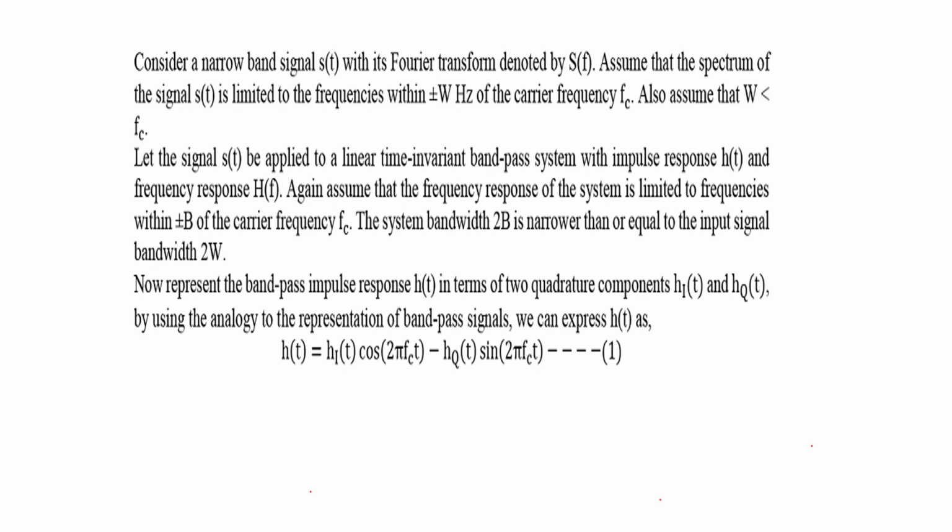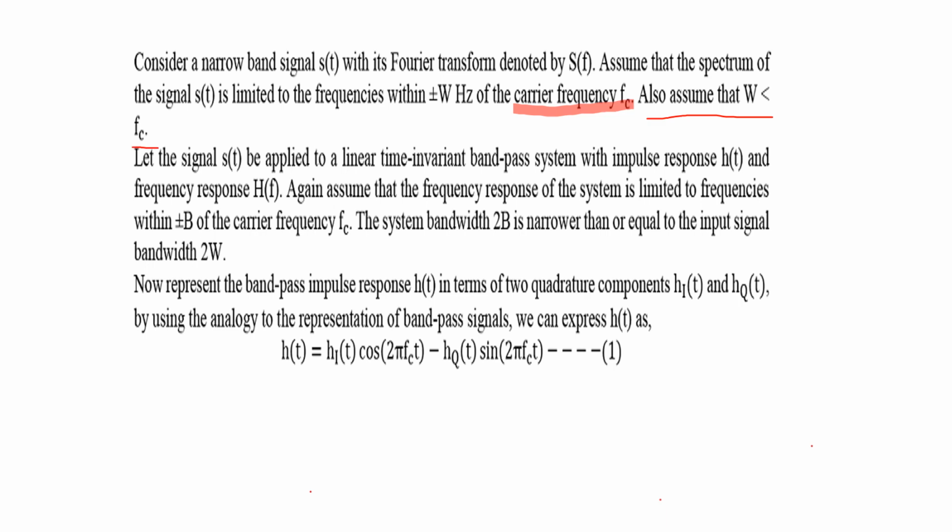s of t is the narrowband signal. Its Fourier transform is denoted as S of f, whose frequency is limited to plus or minus W hertz, with the carrier frequency fc. It is also assumed that W is less than the carrier frequency fc.